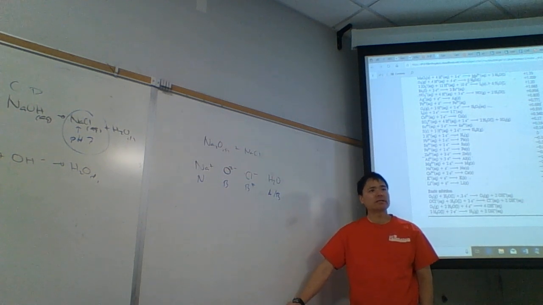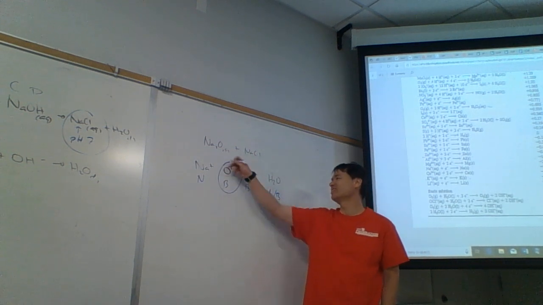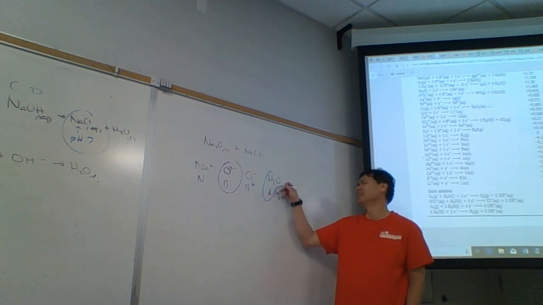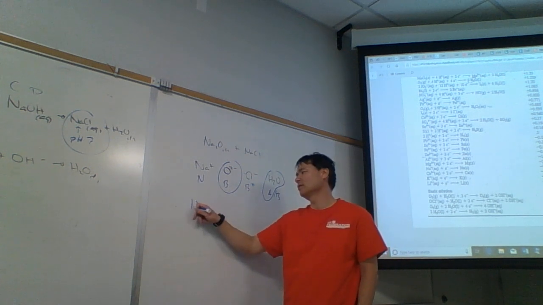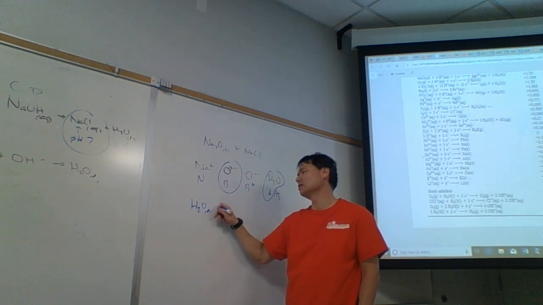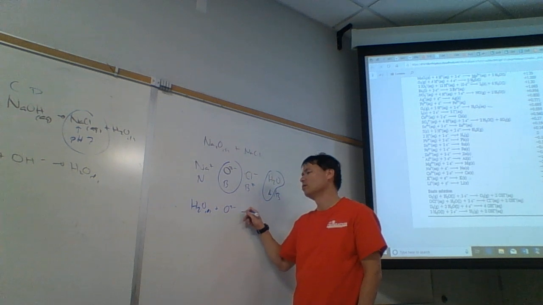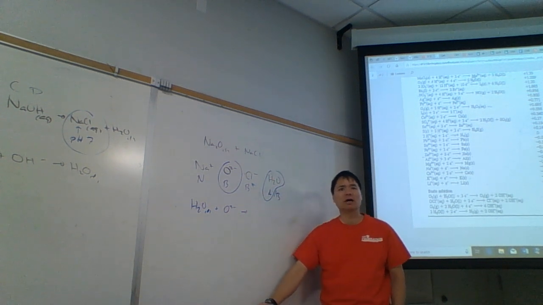So what's the next step? Strong base and strong acid. Pick the strongest base and strongest acid. What's the strongest base present? Oxide. What's the strongest acid present? Water. And so the reaction, if there is a reaction, because we don't know if there's a reaction, we have to see if there's a driving force, will be between water and oxide.